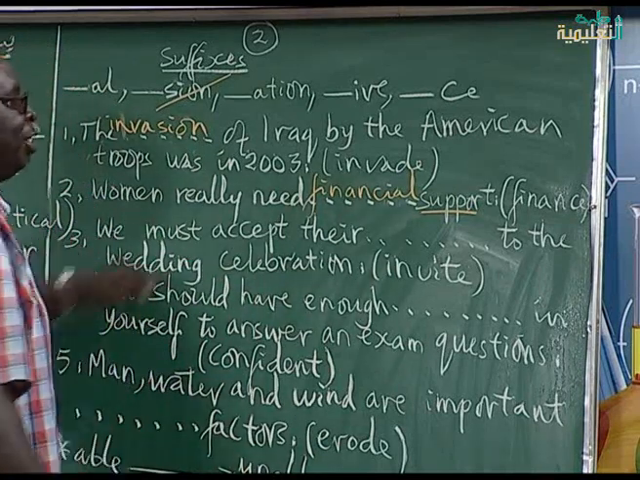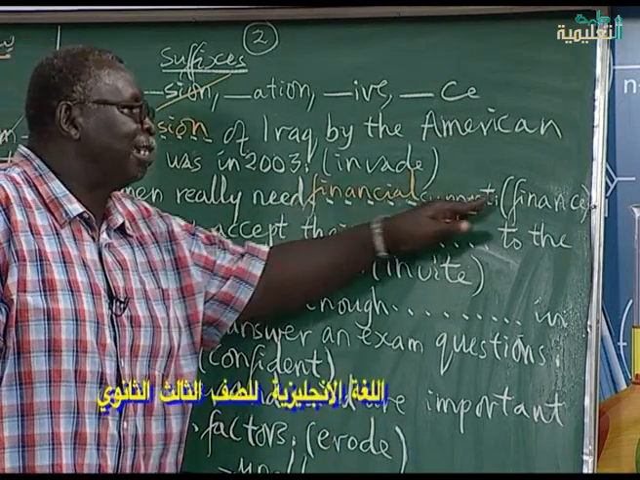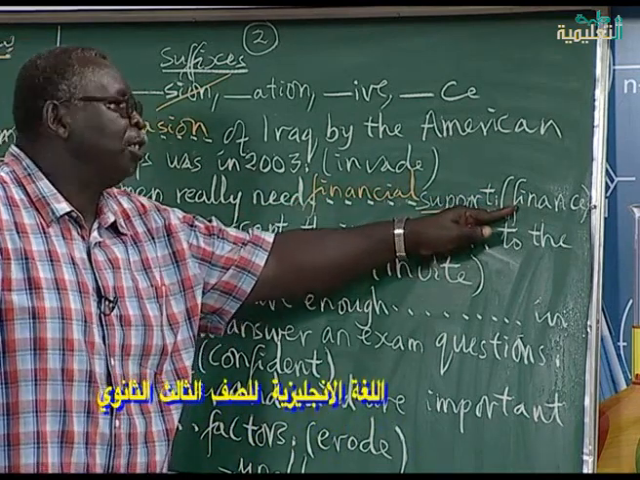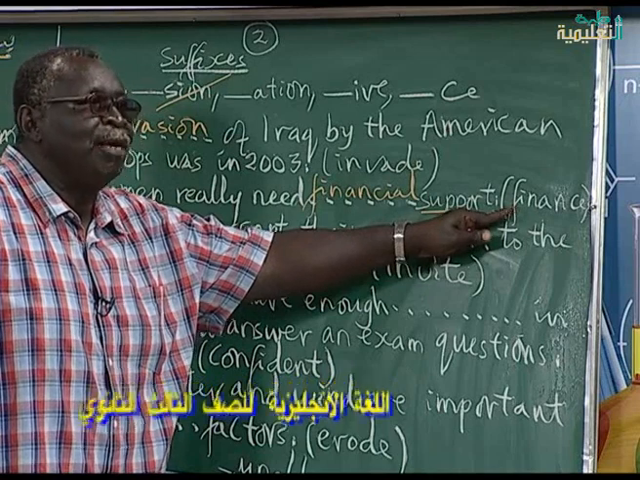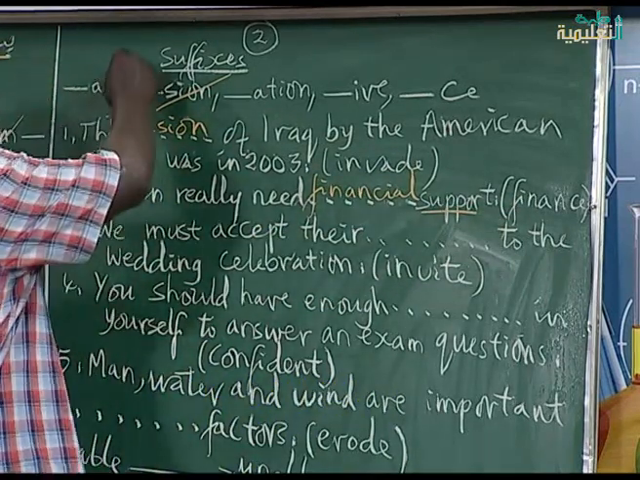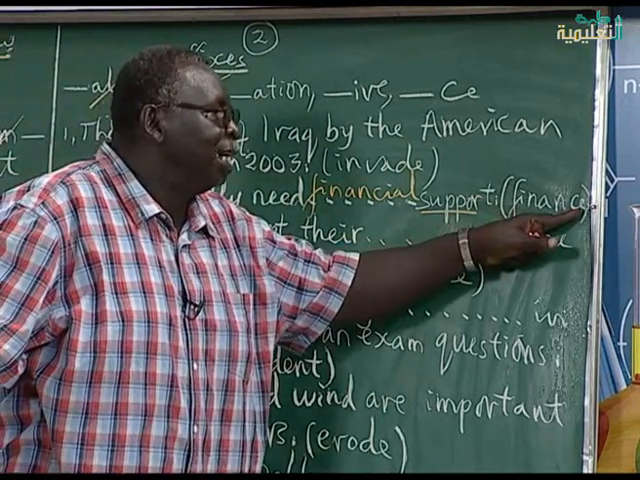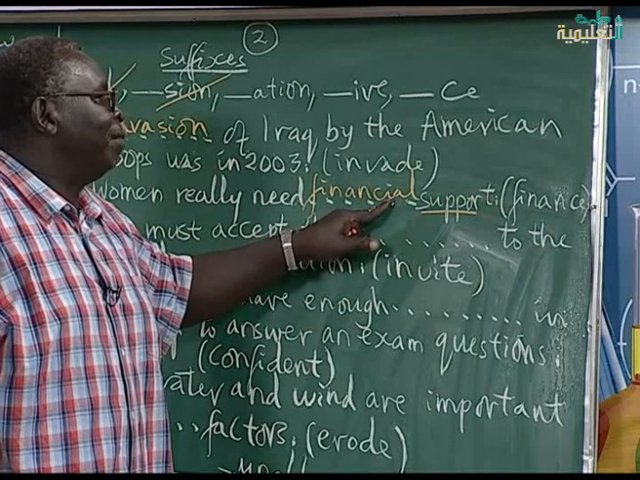Financial. Let me repeat myself again. I'm saying that finance is a noun. We want it to be an adjective. We are going to add the suffix AL. Yes. We drop the E. Why? Because the E is silent and the suffix AL begins with A, and A is a vowel letter.